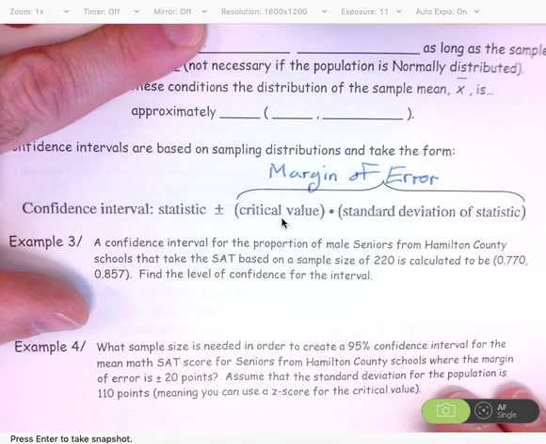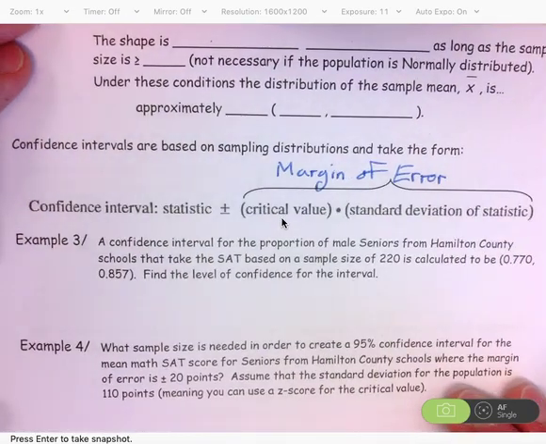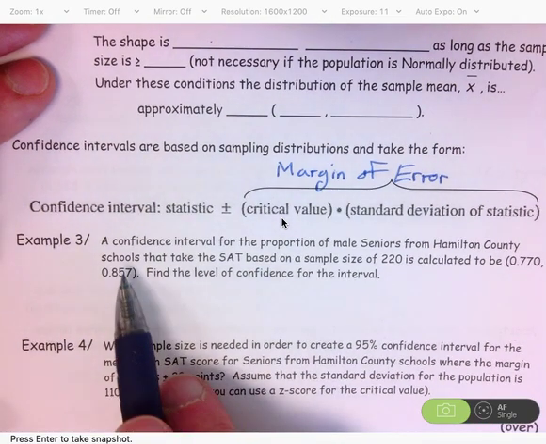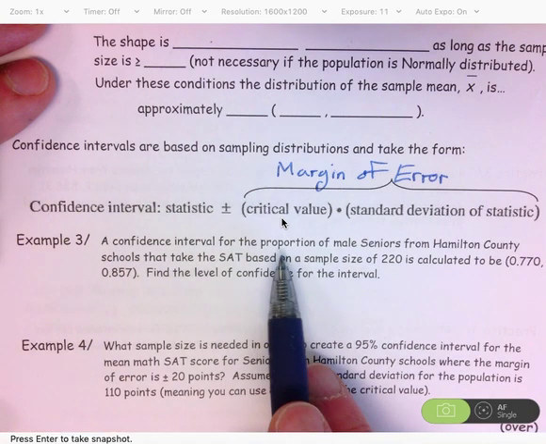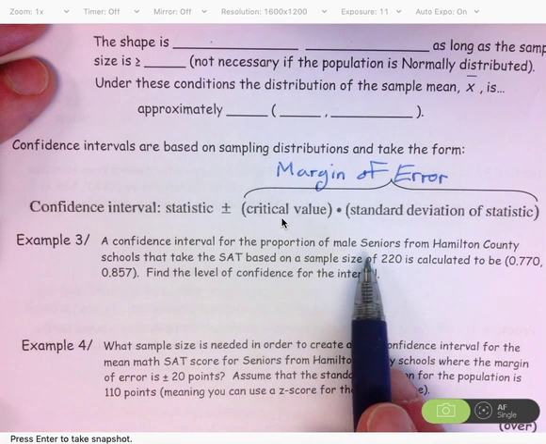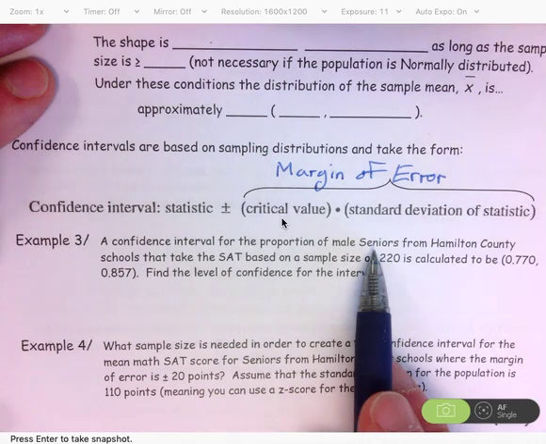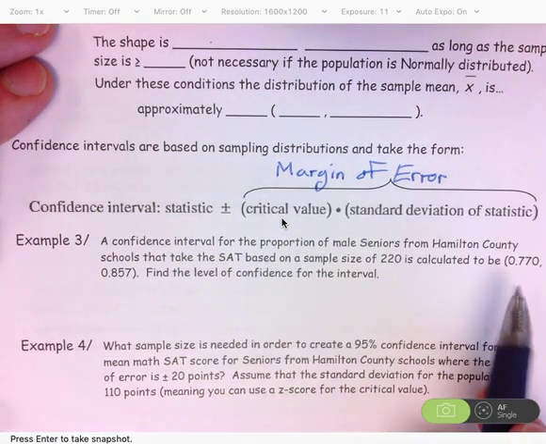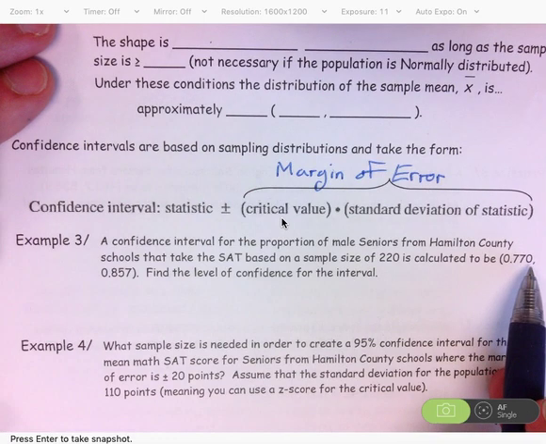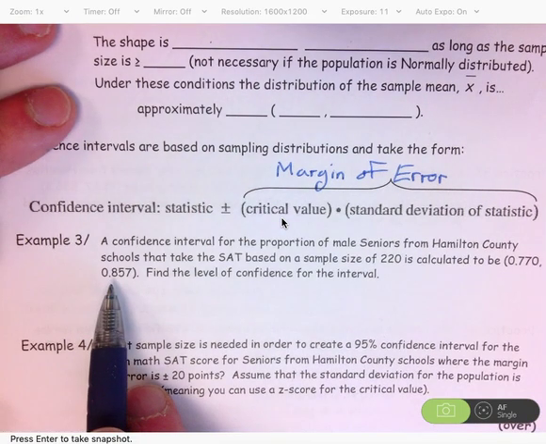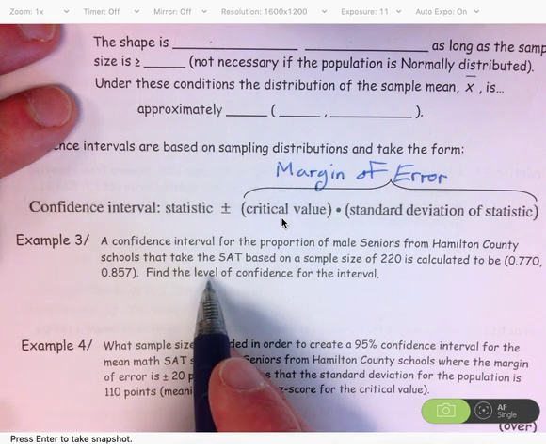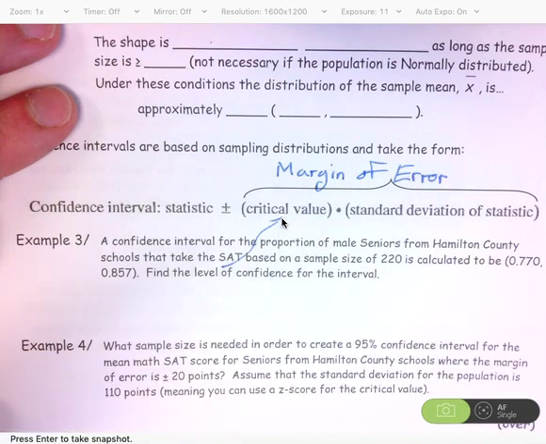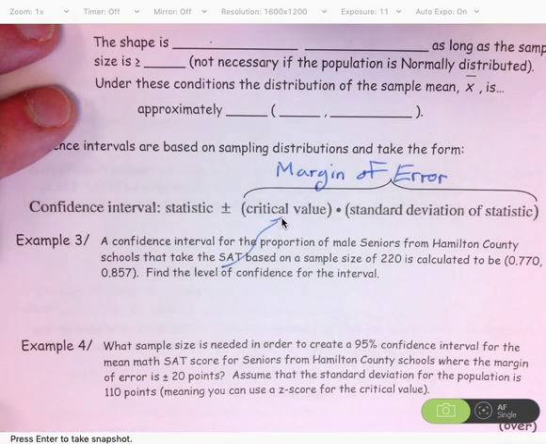And we can work backwards from a confidence interval to get information about the statistic or the margin of error or the level of confidence. So in example 3, let's say we have a confidence interval for the real proportion of male seniors from Hamilton County that take the SAT. We used a sample of size 220, and our confidence interval runs from 77.0% to 85.7%, and we want to work backwards to find the level of confidence. Well, the level of confidence is determined by that critical value, so we need to work backwards to find that.